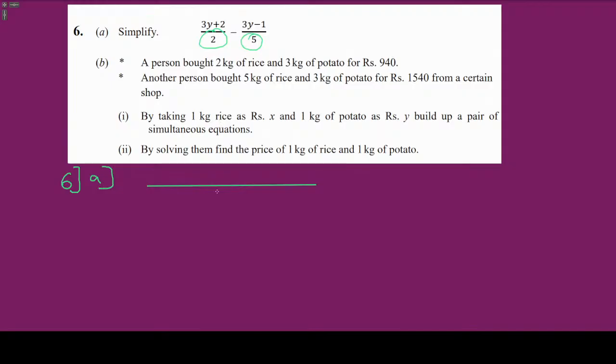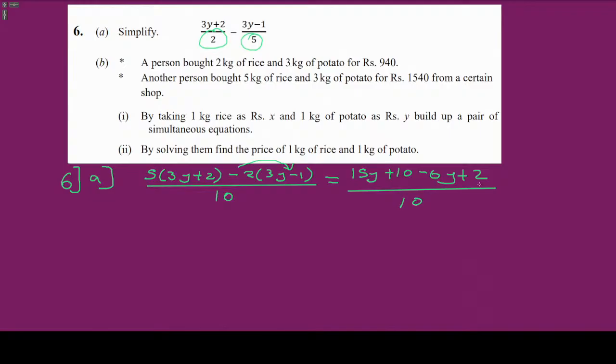That's 10. So then 3y plus 2, the first one's numerator, will have to get multiplied by 5 because 2 times 5 is 10. So 5 times 3y plus 2. And the second fraction's numerator will have to get multiplied by 2. 2 times 3y minus 1. So then first expand the brackets, remove the brackets. 15y plus 10 minus 6y. Minus into minus is plus. Plus 2 divided by 10.